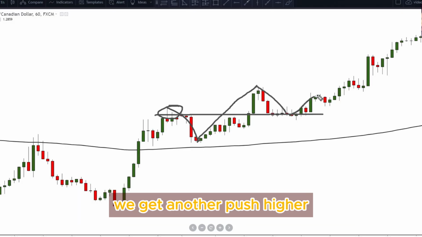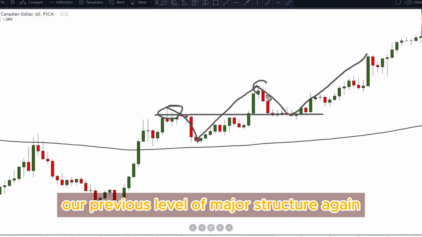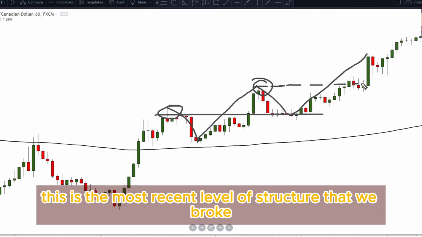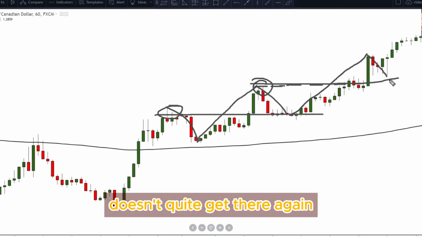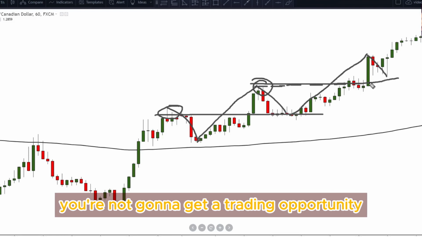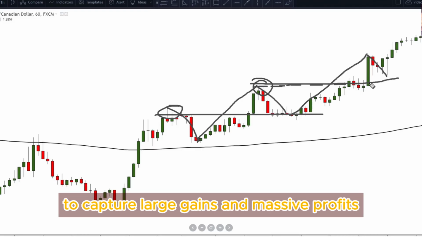We get another push higher. This push higher breaks above what? Our previous level of major structure. Again, airplane. This would be big turbulence. This is the most recent level of structure that we broke. If we come across, the market pulls back, doesn't quite get there. Again, it's not going to get there every single time. You're not going to get a trading opportunity every time you break into new highs. But this is the most accurate place in a trending market to capture large gains and massive profits.